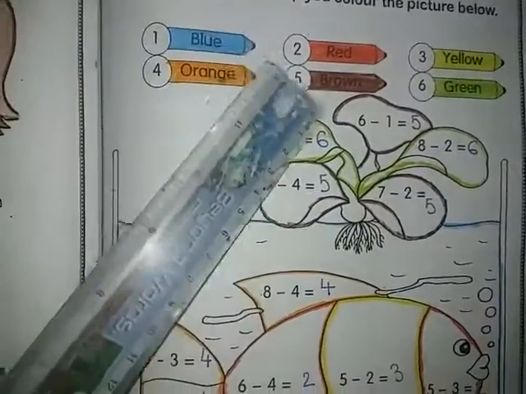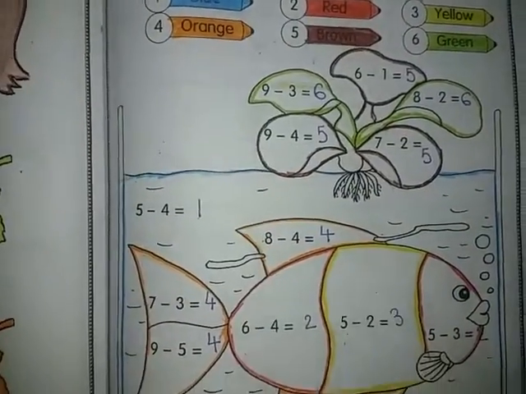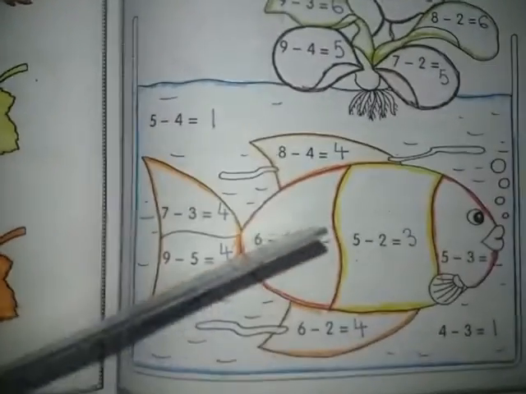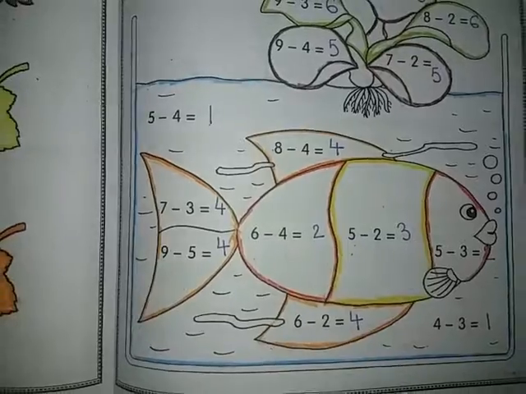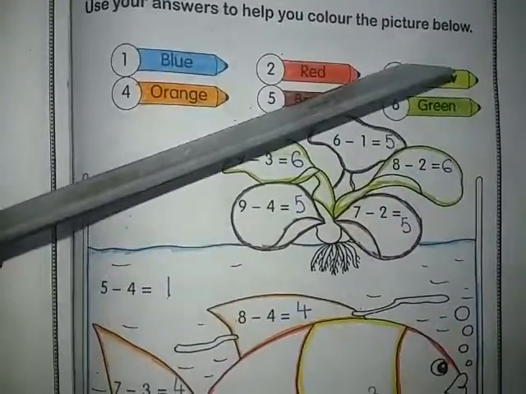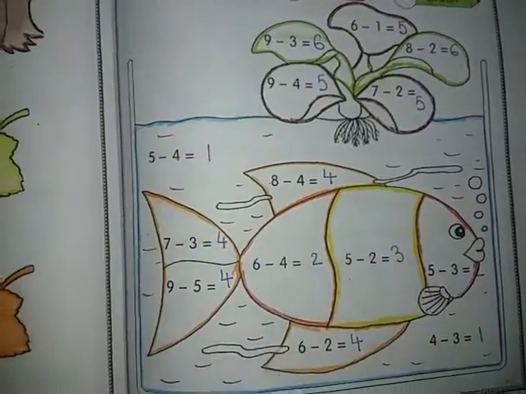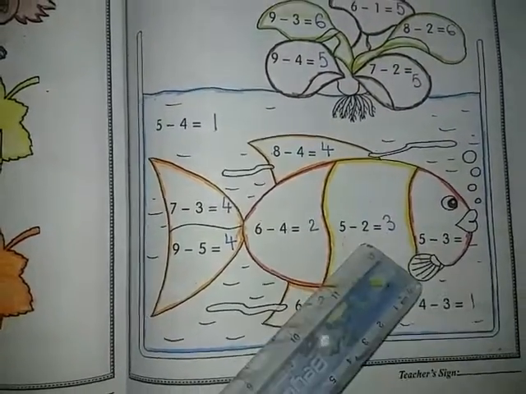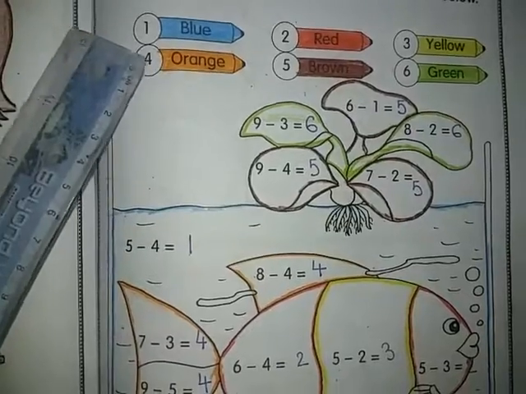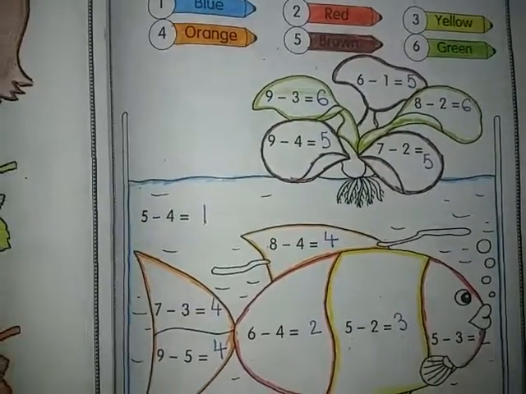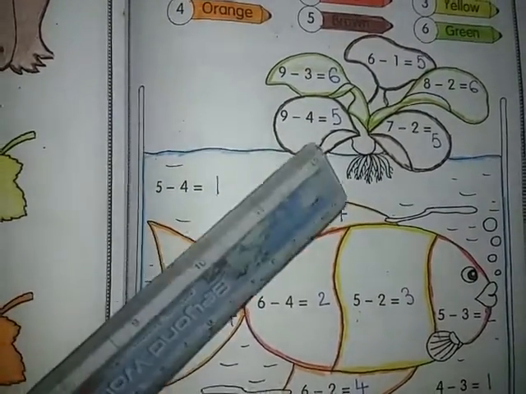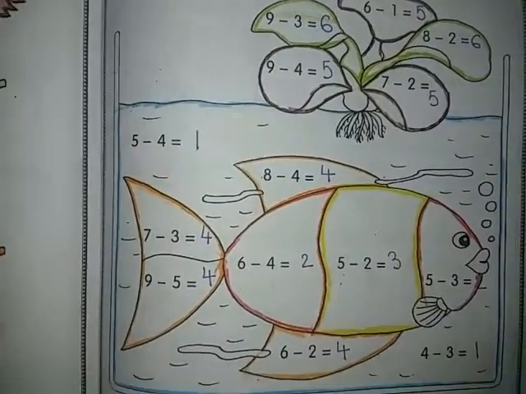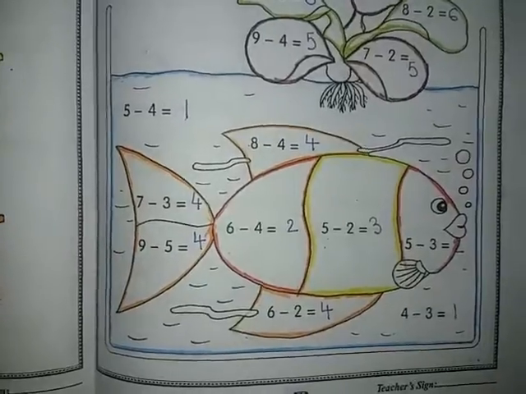Now, second one, red. Where's 2? This one is 2 and this one is 2. So we have to color these two portions red. Now, yellow. Where is 3? This one is 3. So we have to color this portion yellow. Orange, 4. This one, this one, this one, and this one. All these 4 parts are colored orange.